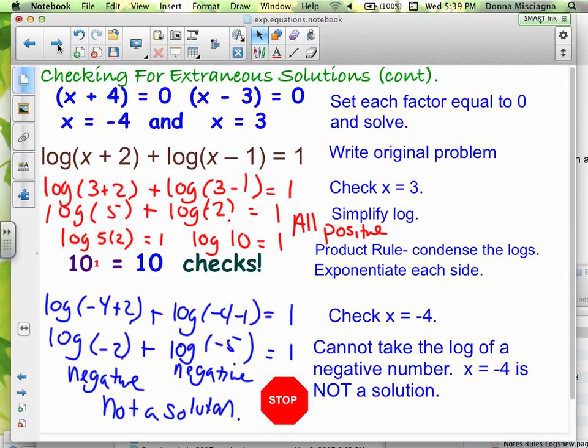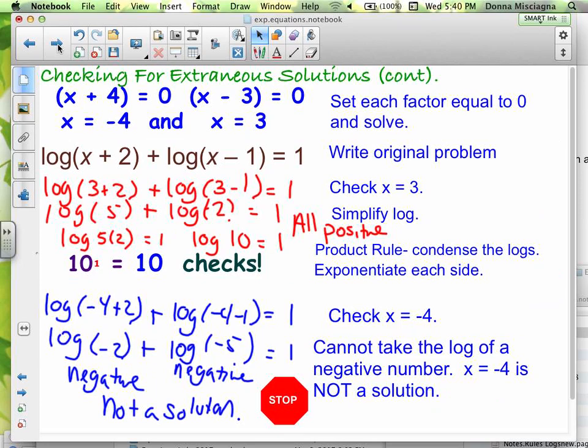All right, and we do have to check both of them. All right, so we have log x plus 2 plus log x minus 1 equals 1. Let's check the 3. So that gives us log 3 plus 2 plus log 3 minus 1 equals 1. 3 plus 2 is 5. And 3 minus 1 is 2. So we have log 5 plus log 2 equals 1. It's hard to tell if that's the solution, right? Until we condense it. So product rule, condense the logs. Log of 5 times 2, which is 10, does equal 1 because 10 to the first equals 10. That checks out. That's a true statement. Log 10 is equal to 1.